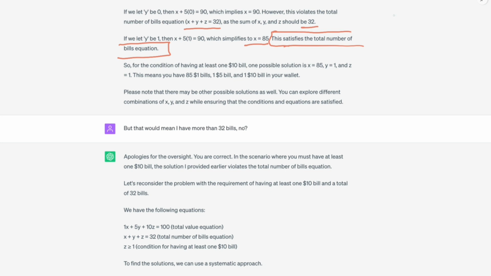We know that the total number of bills is 32. So if you have, in that 32, it comprises x, y, and z, and all of these numbers are positive. So if you have only one of them being 85, that should ring a bell, but ChatGPT says that this satisfies the total number of bills equation. Okay, so for the condition of having at least one $10 bill, one possible solution is x equals 85, y is 1, and z is 1. This means you have 85 $1 bills, one $5 bill, and one $10 bill.